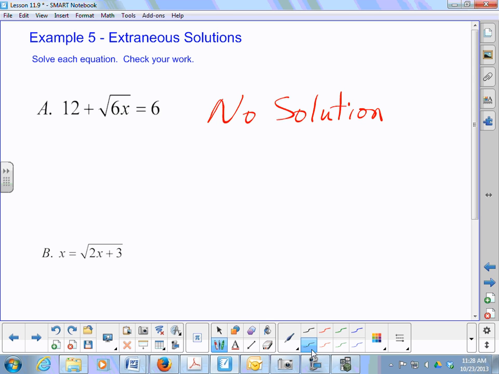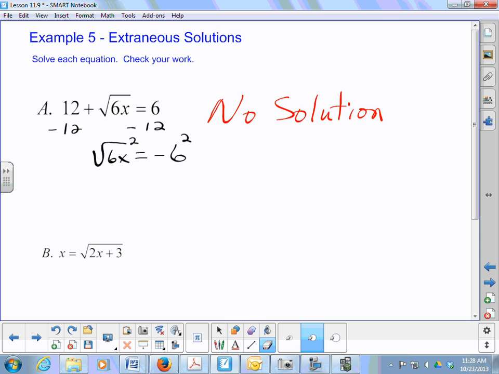Now, let me just show you that if I solve this problem, I isolate the radical. Square both sides. Then we get x equals 6. And there's no way that I can do 12 plus 6 and get 6. It would have to be 12 minus 6, and I can't get that from there. So that's not possible.